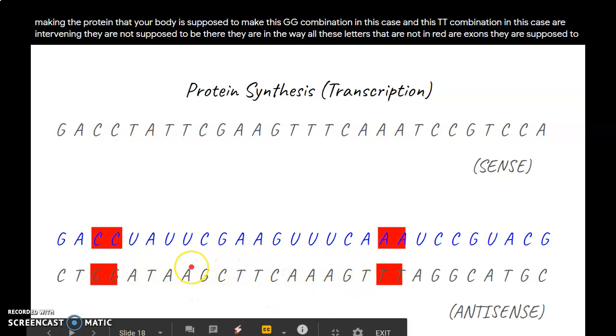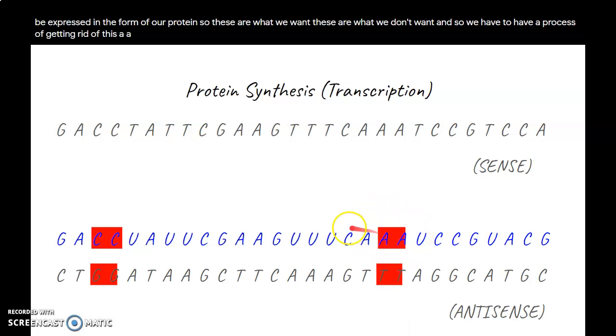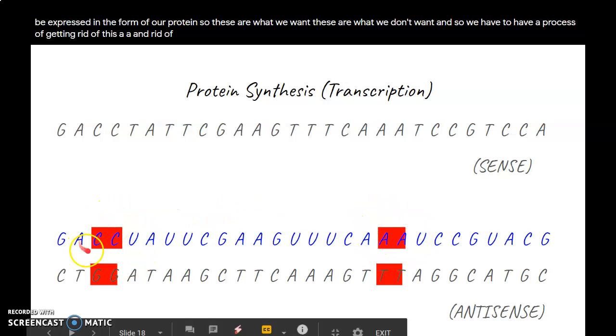All these letters that are not in red are exons. They are supposed to be expressed in the form of our protein. So these are what we want. These are what we don't want. And so we have to have a process of getting rid of this AA and rid of this CC because they're just not supposed to be there.